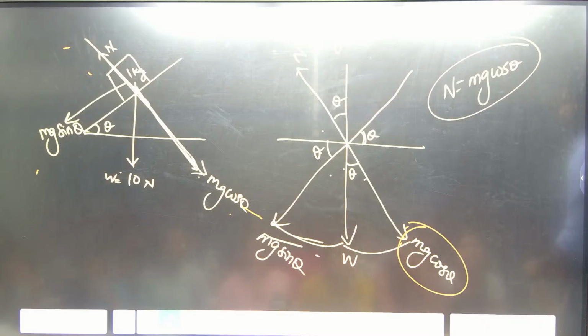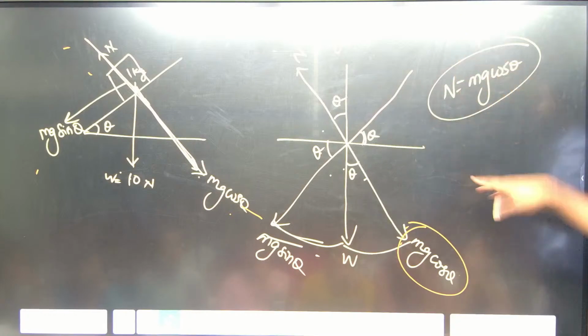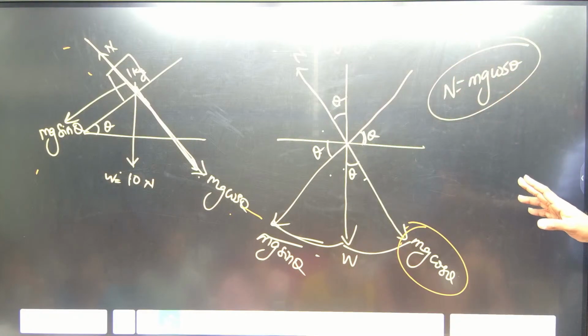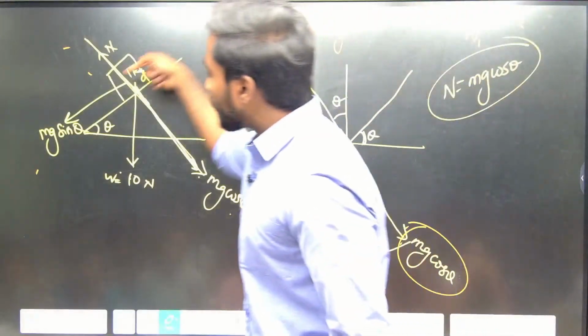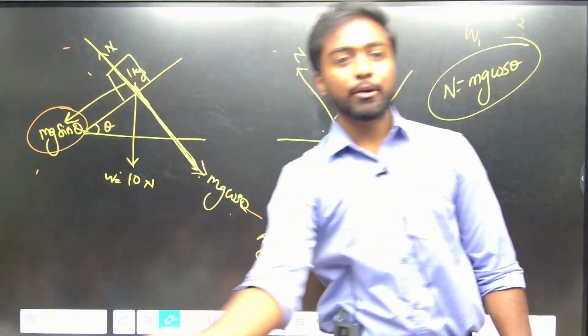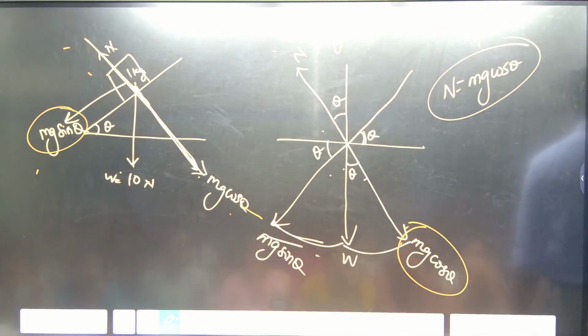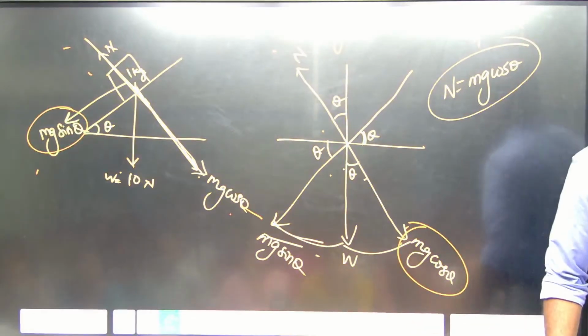Understood now? So whenever they give an inclined plane, try to get the components and try to analyze it. Don't ever memorize whatever the given terms are. Take the diagram, split it and equate it. Now which force is helping me to go down? mg sin theta is helping me to go down. Understood?